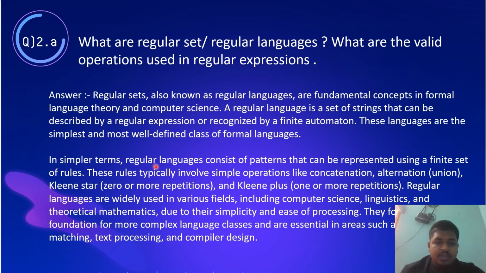In simpler terms, regular languages consist of patterns that can be represented using a finite set of rules. These rules typically involve simple operations like concatenation, alternation (meaning union), Kleene star, and Kleene plus. Regular languages are widely used in various fields including computer science, linguistics, and theoretical mathematics.